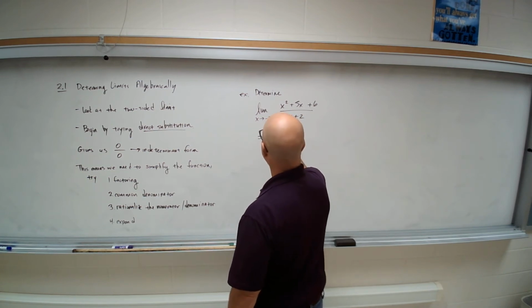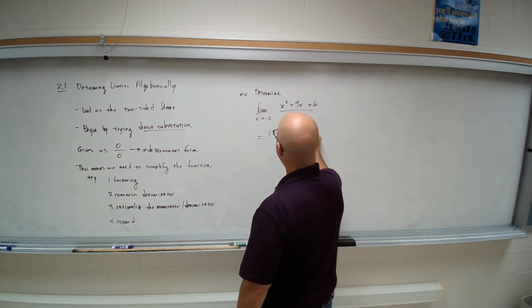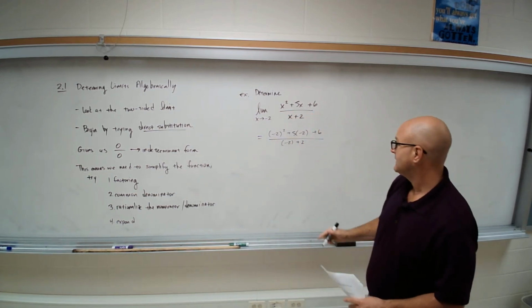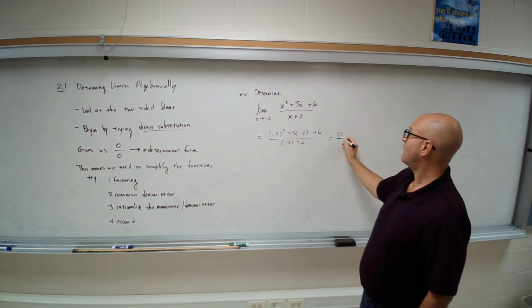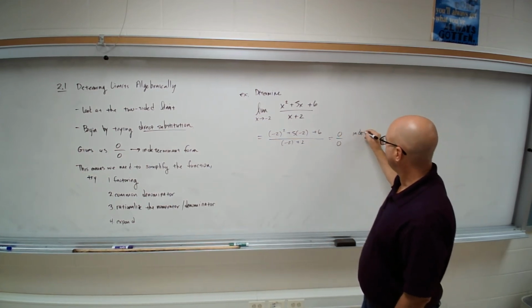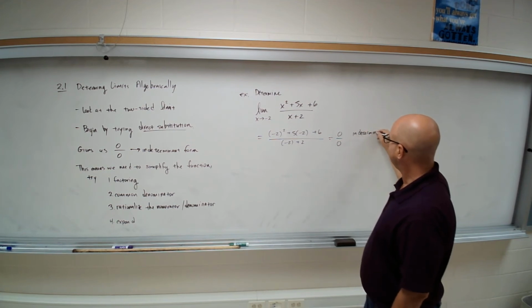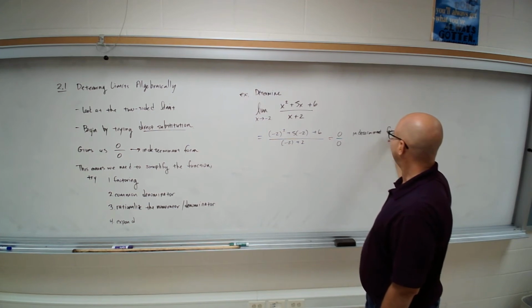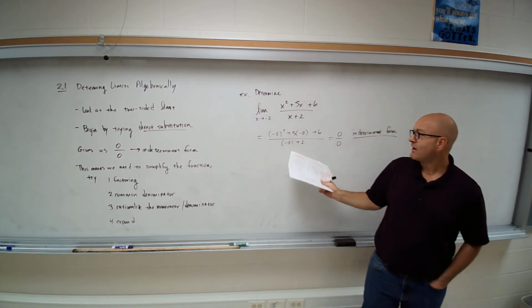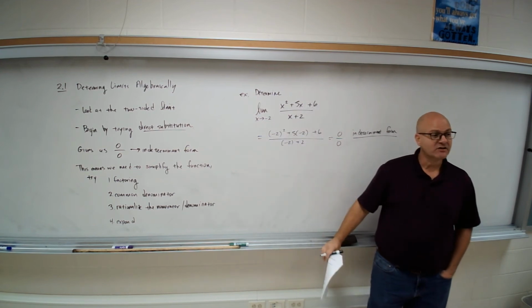So -2 squared plus 5 times -2 plus 6, over -2 plus 2, and that gives us 0 over 0, right? So it's indeterminate form. So that tells us we have to try something different. We need to try to simplify this function in here.